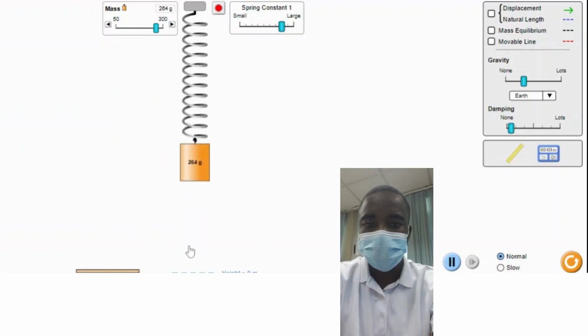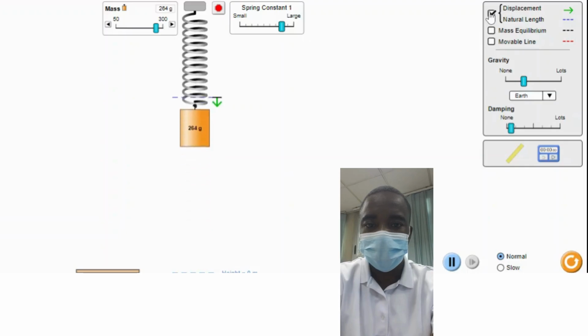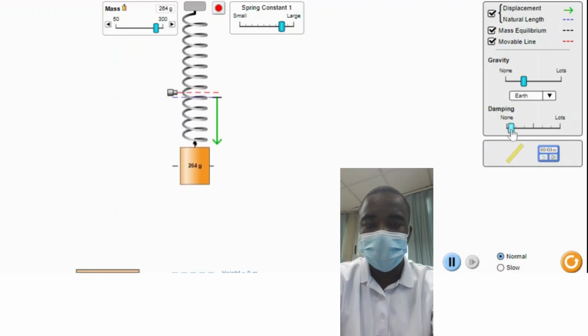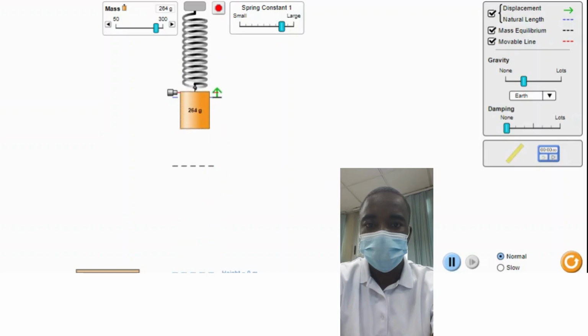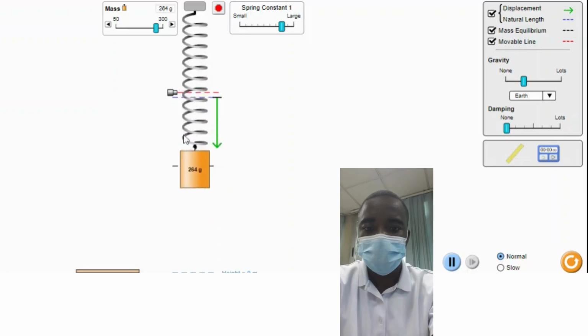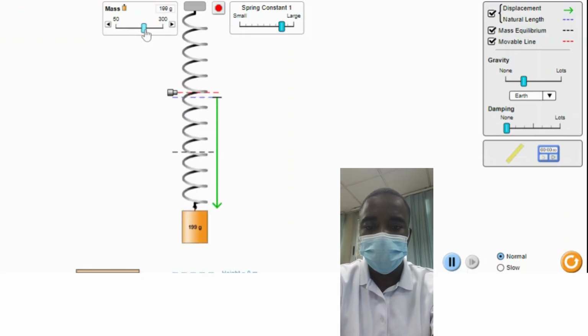The simulation provides an interactive platform where students can actively engage with the concepts of mass spring systems. By adjusting various parameters and observing the results, students can gain a deeper understanding of the principles governing oscillatory motion. The visual nature of the simulation makes abstract concepts more tangible.